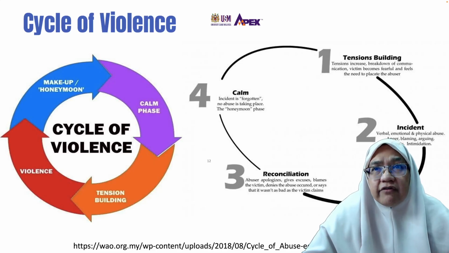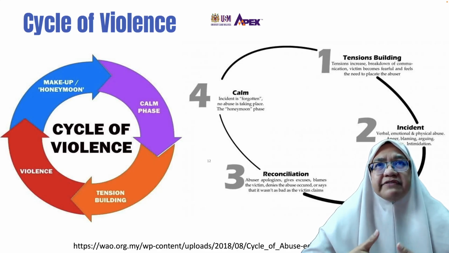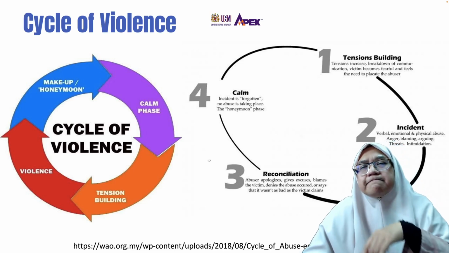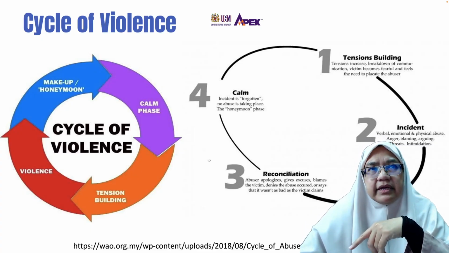And the fourth phase is what we call the calm phase. This is the phase where the victim starts to forget or forgive the perpetrator and says, okay, maybe he did it because he was tired, maybe he was having some problem, that's why he was violent to me. So these cycles will go on and on.